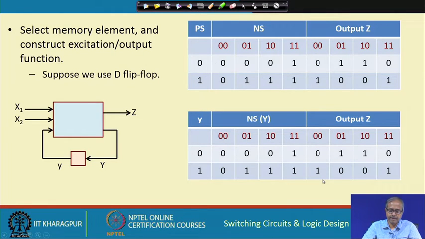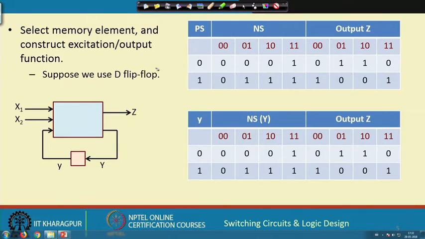Now, the next step is to select memory elements. Now, it is a choice, we do not know which one would be best. I can try out D flip flop, T flip flop, J K, S R. Let us start with D, because it is the simplest kind of flip flop. So, let us select a D flip flop.